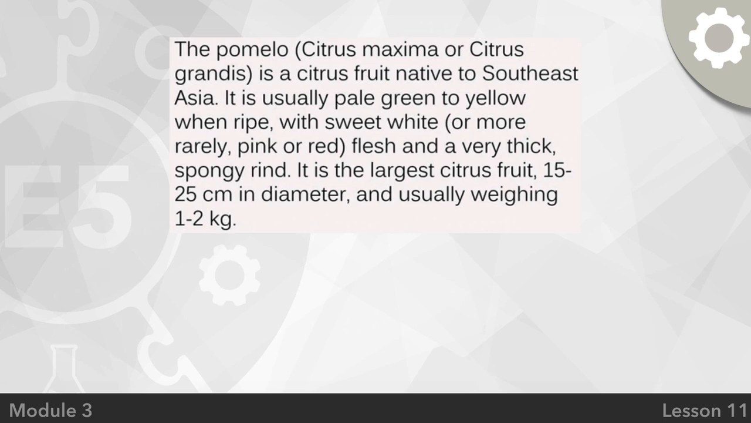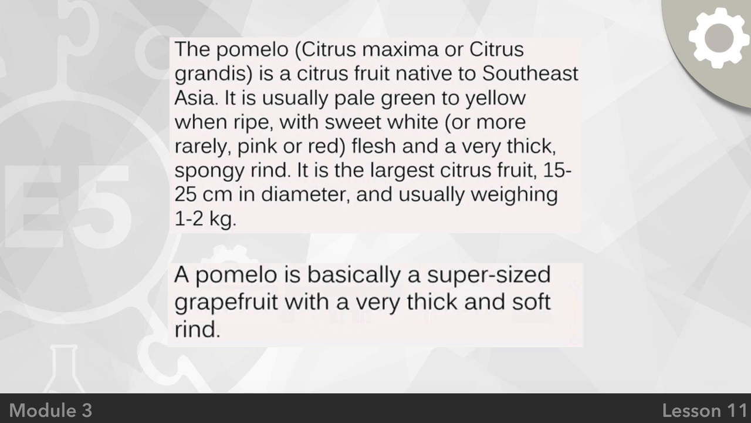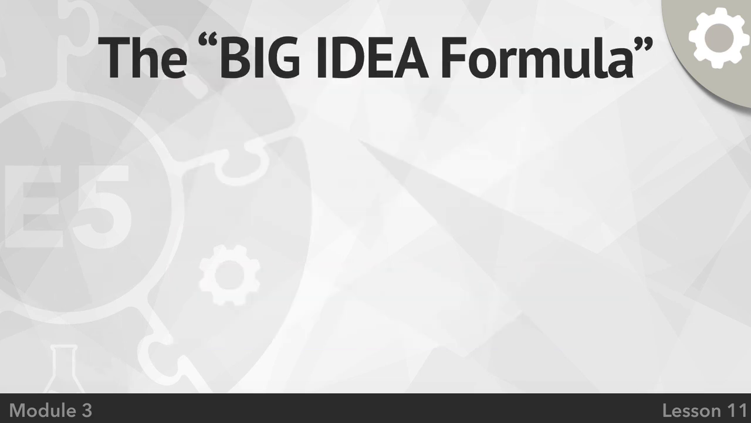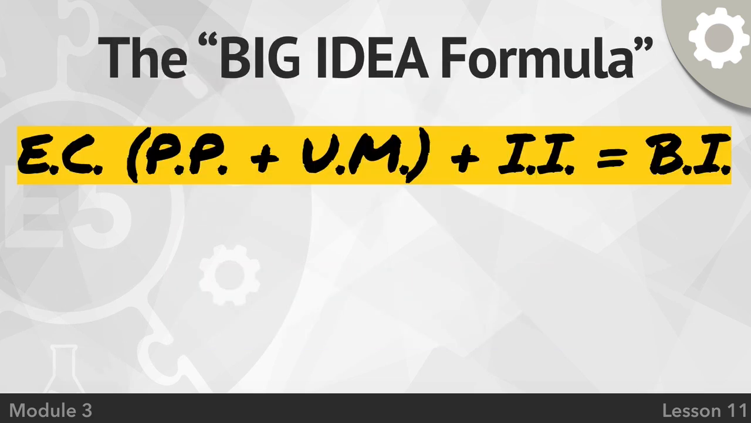That is a complex explanation of what could have been explained as: a pomelo is basically a supersized grapefruit with a very thick and soft rind. That's the difference between complex and simple. Avoid the curse of knowledge. This is the formula for the big idea. And we're going to break this down and we're going to talk about each component in detail.